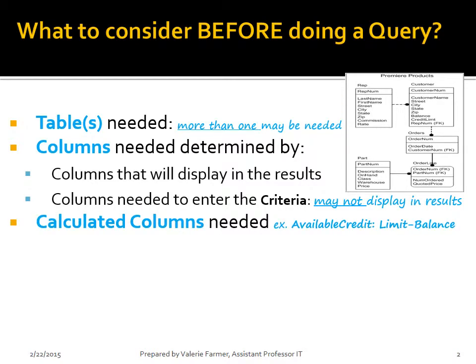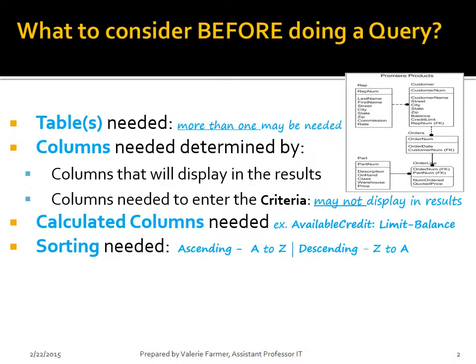Calculated columns needed. For example, an available credit. That is not a column that should be stored in the table. That can be calculated in a query by subtracting the balance from the limit.